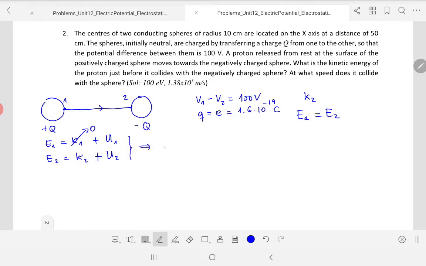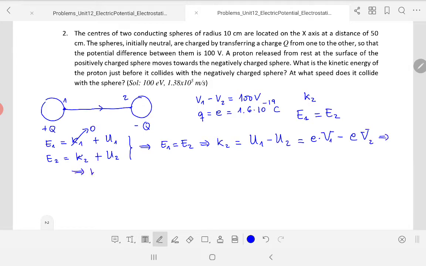So, as the total energy of the proton doesn't change, the kinetic energy at point 2 is going to be the electrostatic potential energy at point 1 minus the electrostatic potential energy at point 2, which is the charge of the proton times the electric potential at point 1 minus the charge of the proton times the electric potential at point 2.